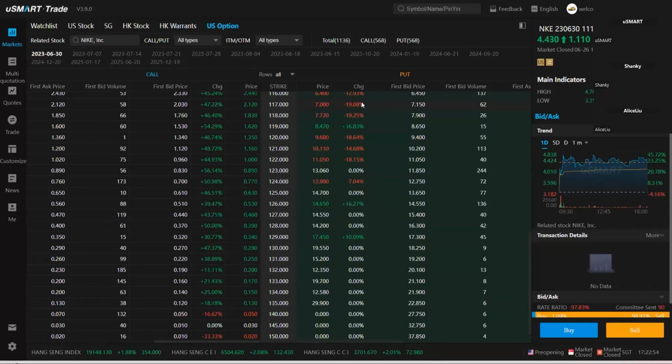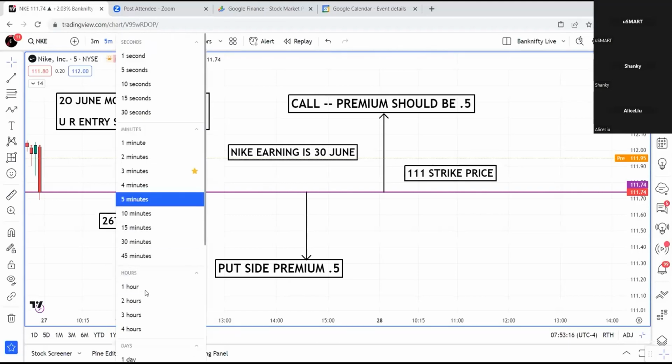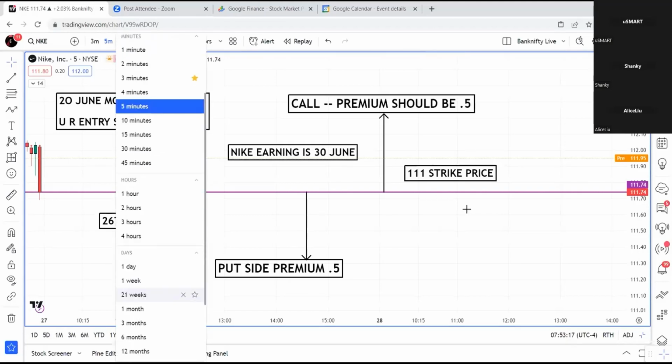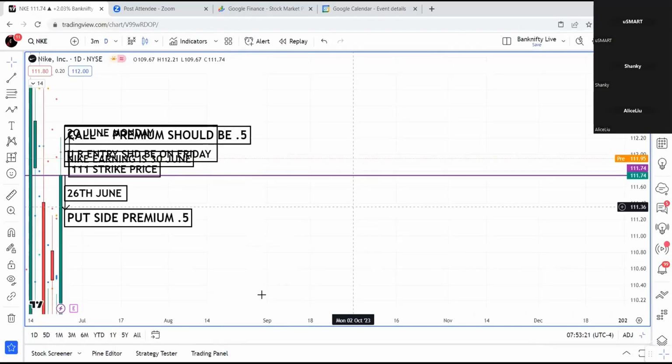So 0.5 is what you buy 7 days prior in the stock. Now, whether I should enter Nike or not? Always remember, guys, just take a snap of this, it will be helpful for you. To decide whether to enter Nike or not, what you have to do is check out the previous earning.